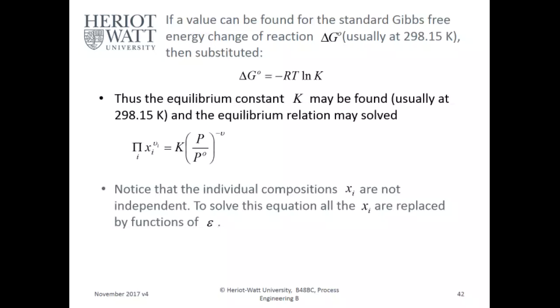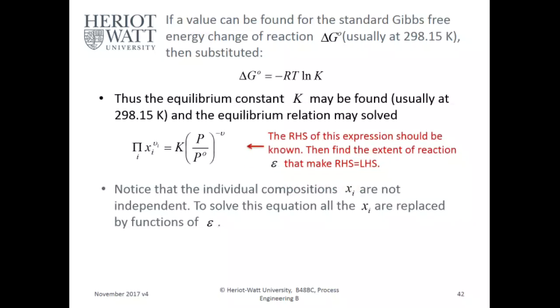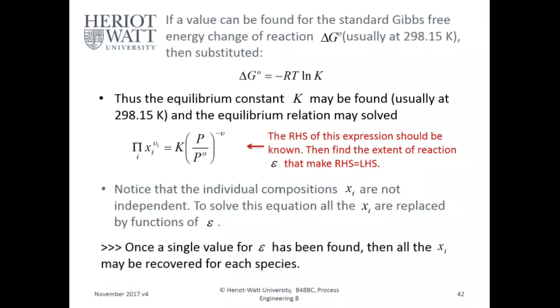And notice that the individual compositions xi are not independent. To solve this equation, all the xi are replaced by a function of epsilon. So it has to be in terms of epsilon, because you have xi, xj, and xk, and it needs to be in terms of where the reaction is. Once a single value for epsilon has been found, then all the xi may be recovered for each species.